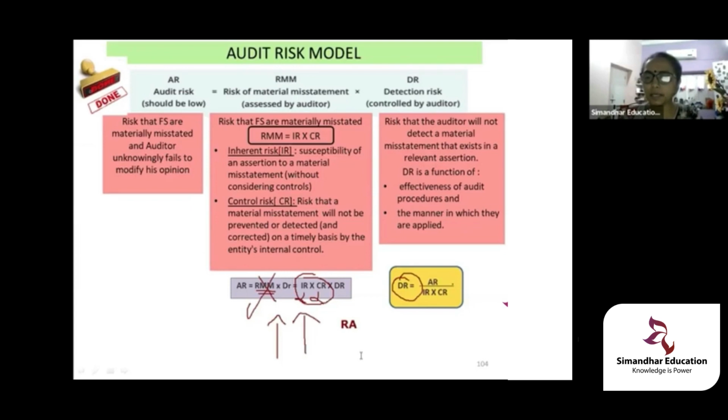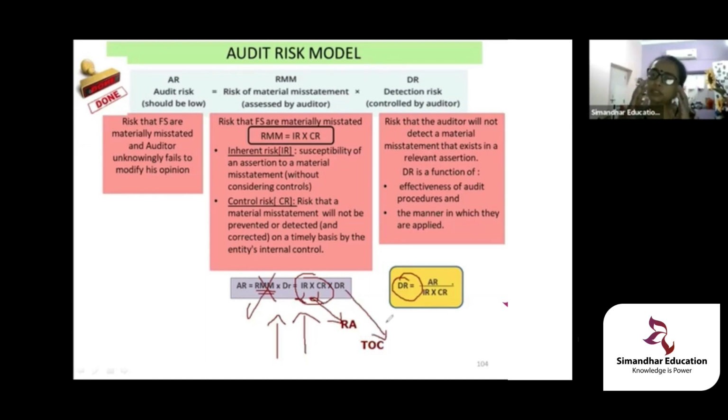What risk is he understanding? Not detection risk. Detection risk is in his own hands. So how does he understand what is the inherent risk? By risk assessment. Yes, I will take your internal control assessment also here. So through risk assessment, he is trying to understand the inherent risk. Then he does control testing. Through test of controls, he is trying to detect the control risk.